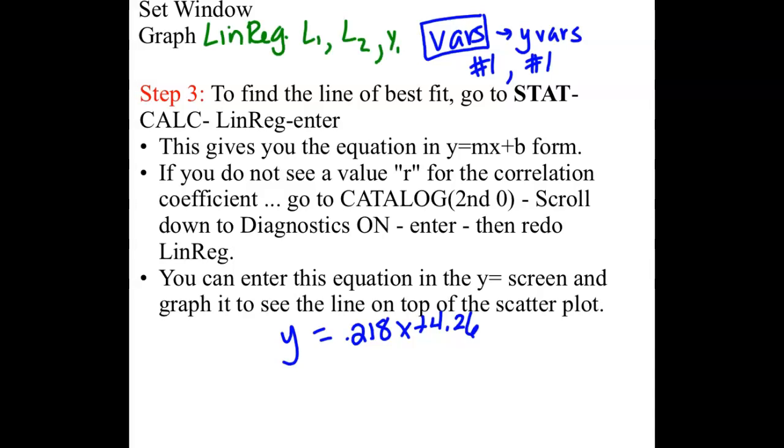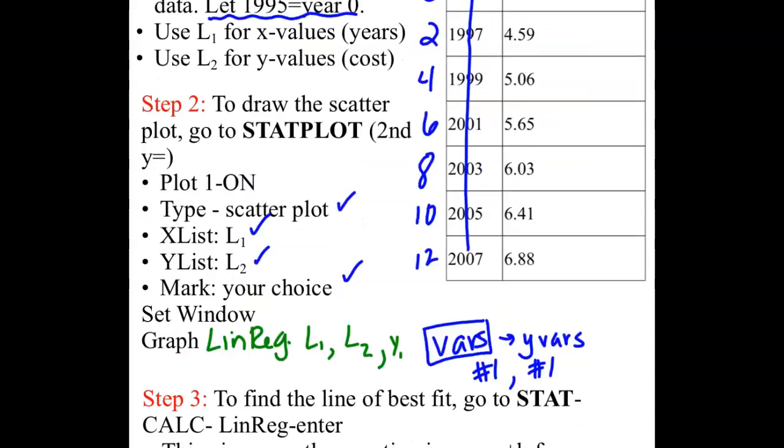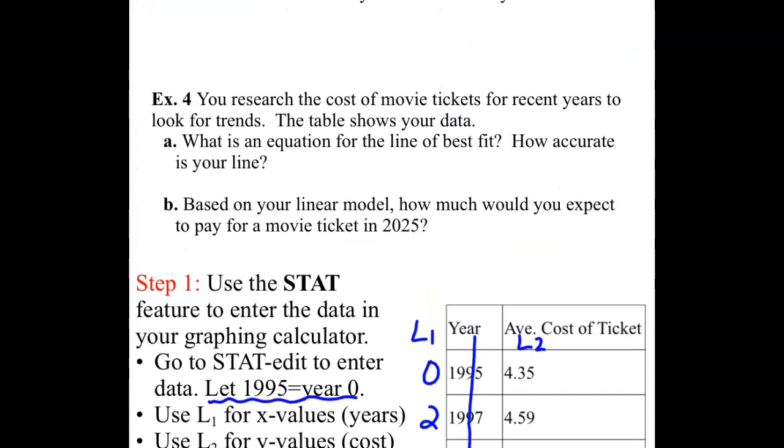The last part that I wanted to show you, the reason we've been storing this equation is because we can then let our calculator use it to help us make predictions. So if we go back to this example, we have our equation was y equals, what was it, 0.218 x plus 4.26? Okay. Now it says, based on that model, how much would we expect to pay for a movie ticket in 2025?